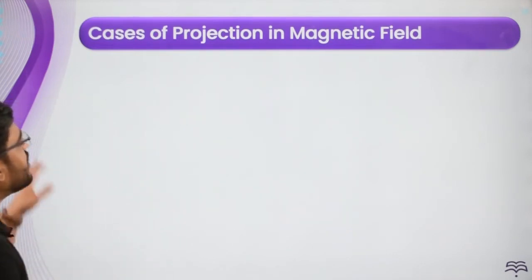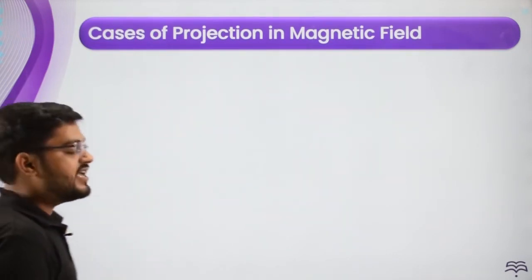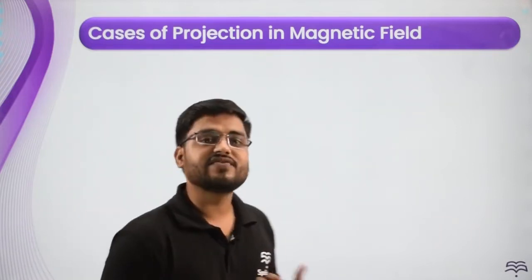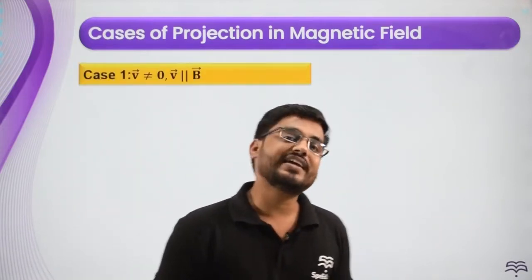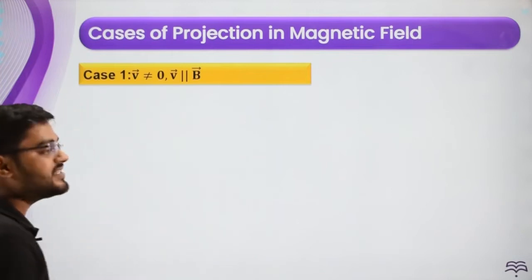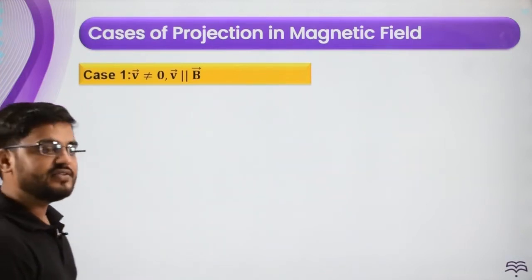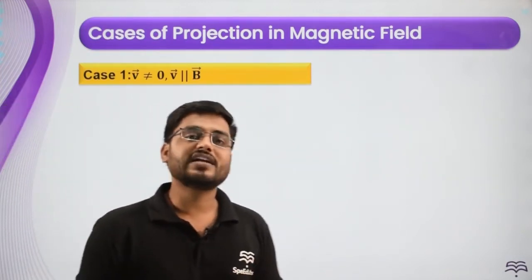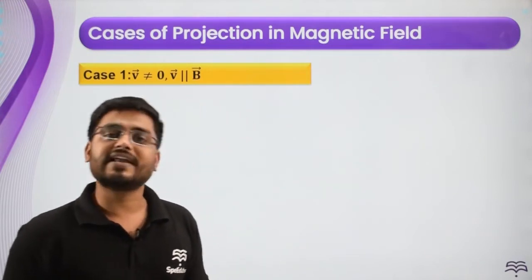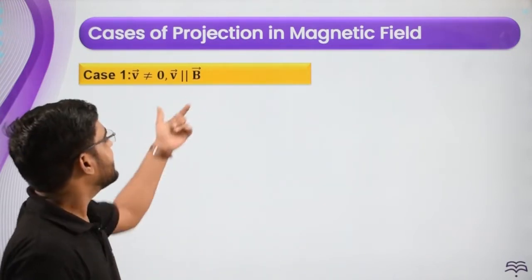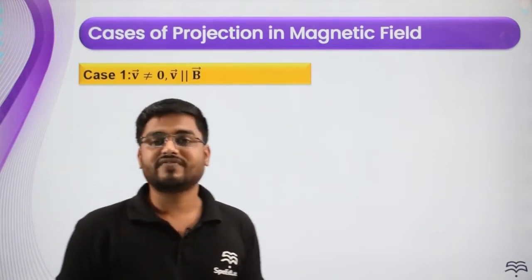Now we are going to talk about the cases of projection in the magnetic field. What happens when a charged particle is moving in a magnetic field? This is case number 1 where velocity is not zero. If velocity is zero, then magnetic force won't act, right? The particle will remain stationary. So the first case is the velocity is parallel to the B vector.